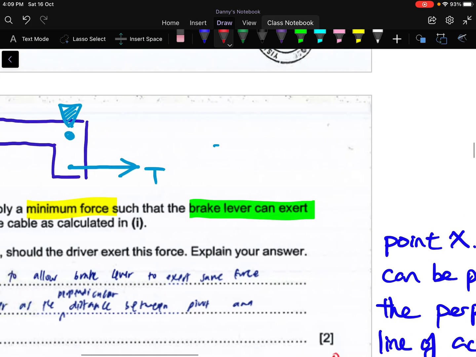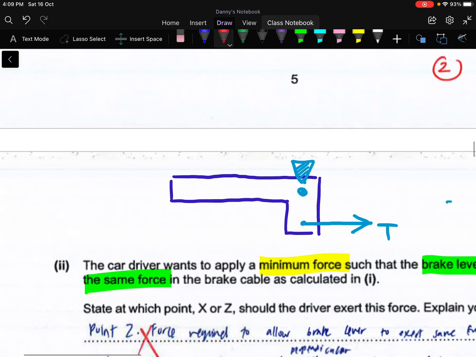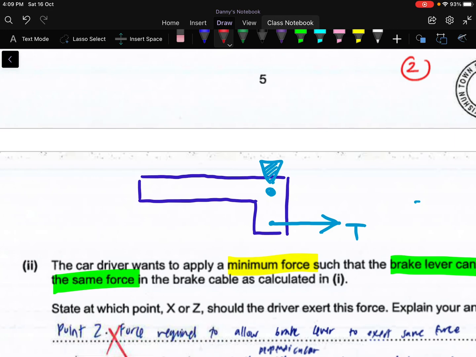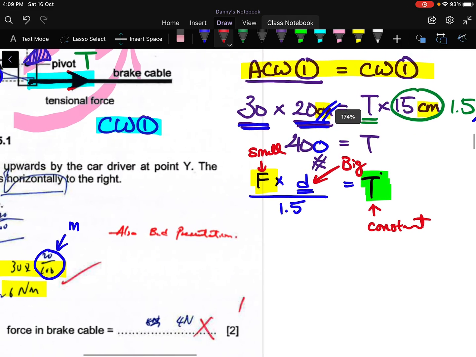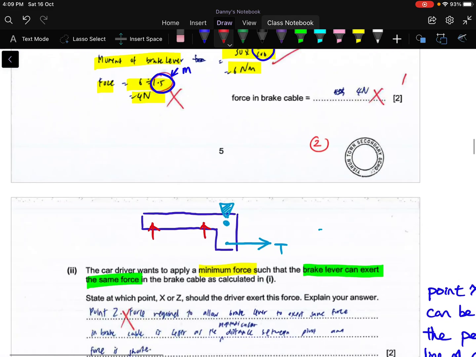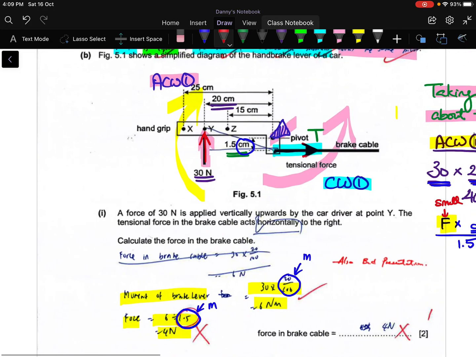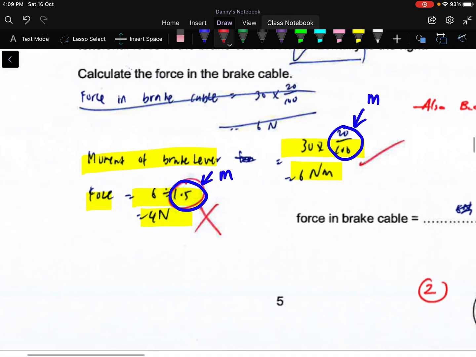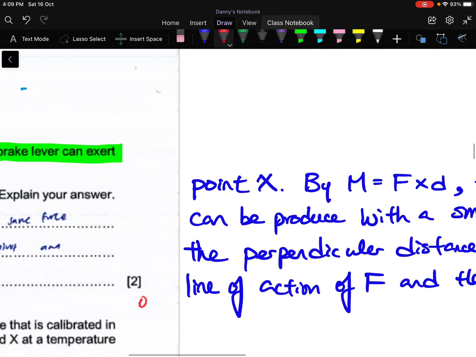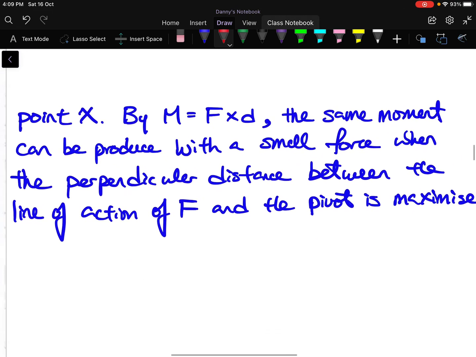Okay, so how do I approach this? Well, what the question is saying is that should you apply a force here or should you apply a force here? And I think that once you see this, it is pretty convincing that you would want to apply it at x, right? Because if you apply it at x, you basically maximize the distance. So in this case, for your part 2, you would want to apply it at x.